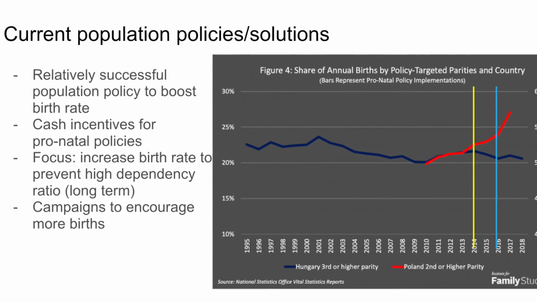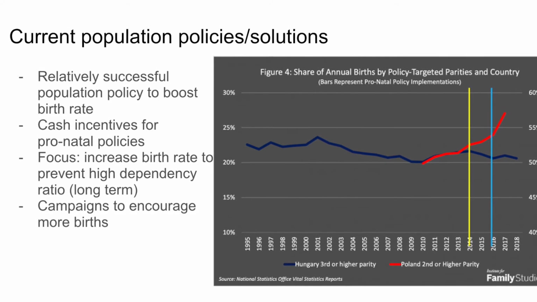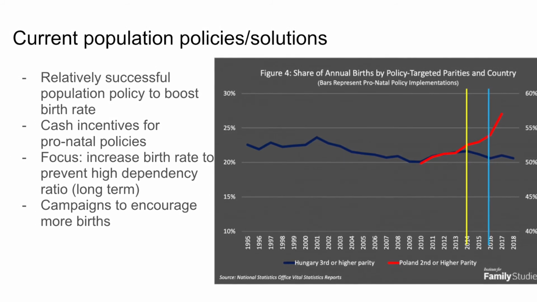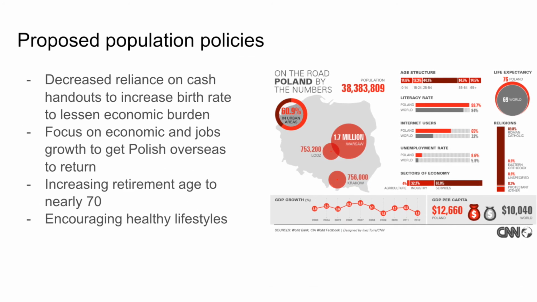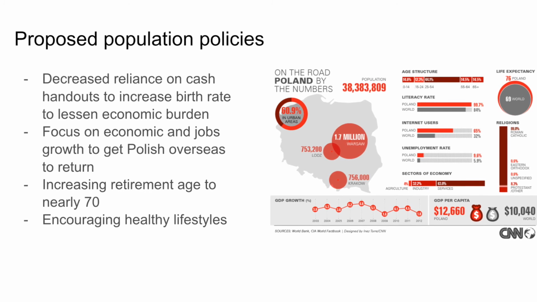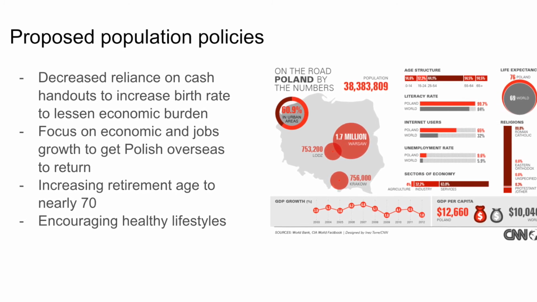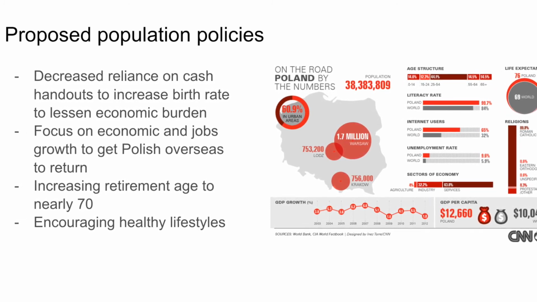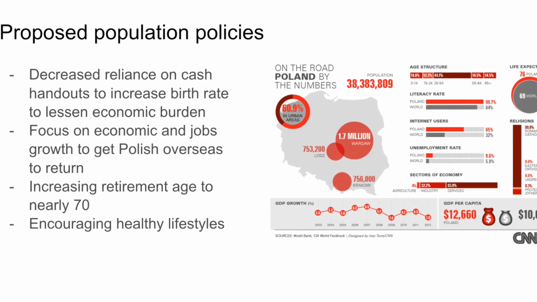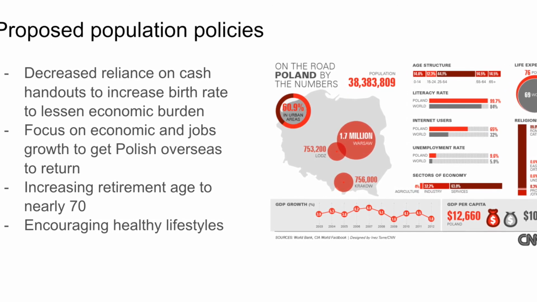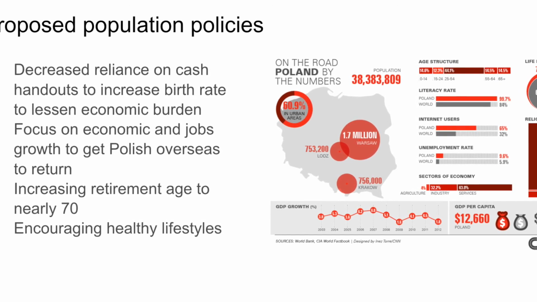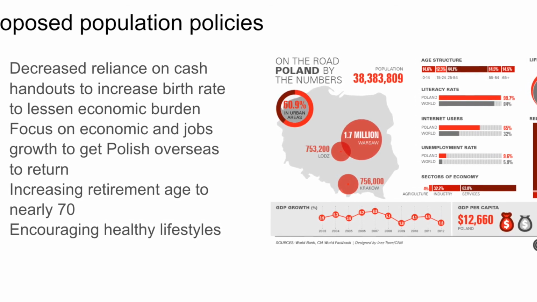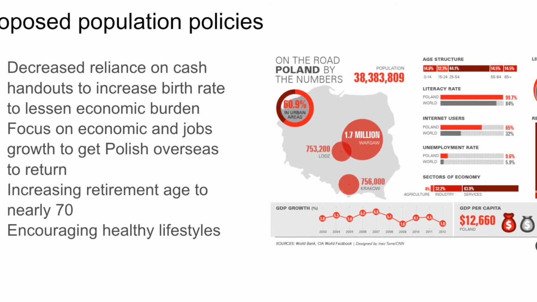The current policy helps to increase the birth rate and prevent a high dependency ratio in the long term, as shown in the graph. Hence, the proposal is to decrease the reliance on cash and focus on changing culture so that people feel large families are better, increasing economic and job growth so that Polish who migrate overseas will return, increasing the retirement age so more people will work, and promoting healthy lifestyles to lessen the healthcare burden.